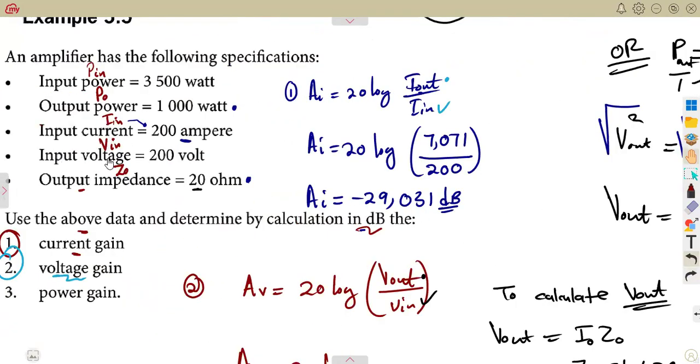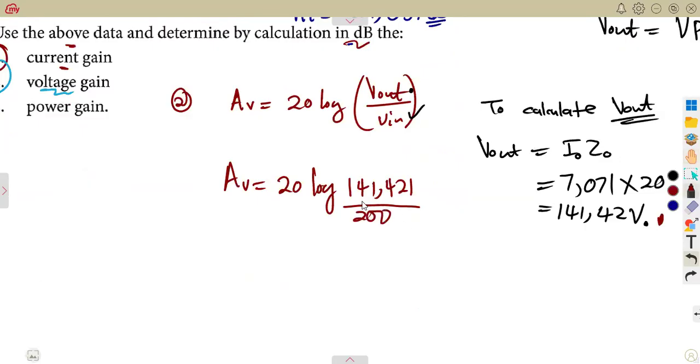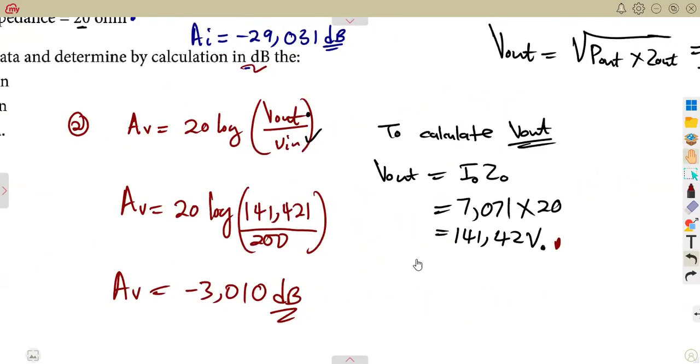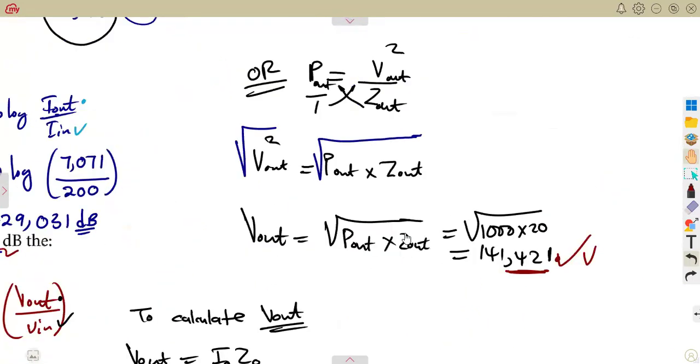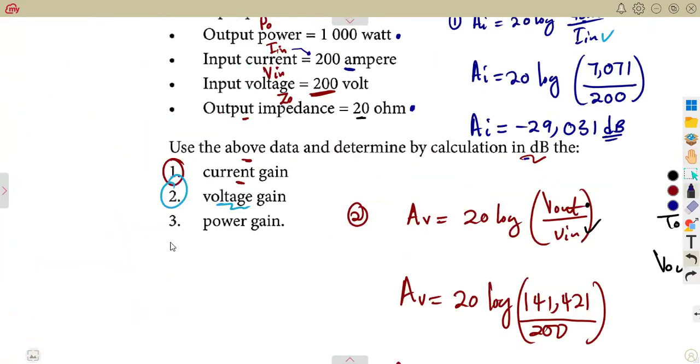Then the input voltage is 200 volts. We are given here, which is 200 volts. So whatever you're going to have is going to be divided by 200. That gives us the voltage gain at the end, which is minus 3.010 in decibels, which is simply minus 3.01. So this is what we have. We need to calculate from those formulas, so which formula are you going to use to obtain the value that is missing there?